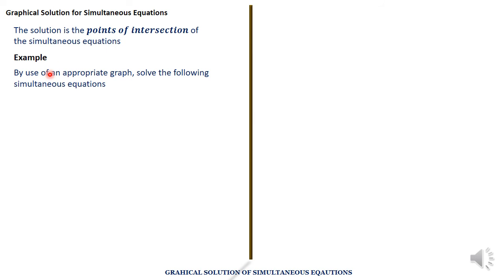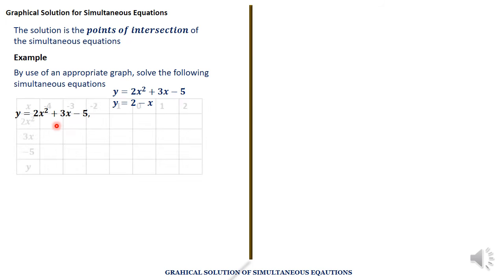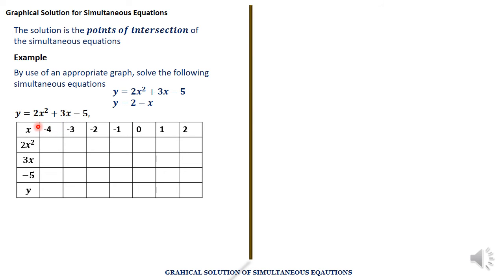We're told, by the use of an appropriate graph, solve the following simultaneous equations. We have that equation which is quadratic. We have another one which is an equation of a straight line. So we progress as follows. First of all, we need to draw the table for this, just like you did in the previous example. I picked from negative 4 to positive 2 because between negative 4 and positive 2, the curve and the line will have intersected at 2 points, and therefore we'll have solutions for that.